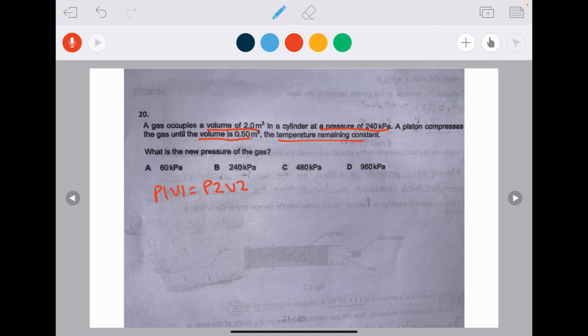So the initial pressure was 240 kilopascals multiplied by the initial volume of 2 equals X, the new pressure, multiplied by 0.5. So 240 times 2, we get 480 equals 0.5x. Take 0.5 to the other side and we get x equals 960 kilopascals. So the answer for question number 20 will be D.